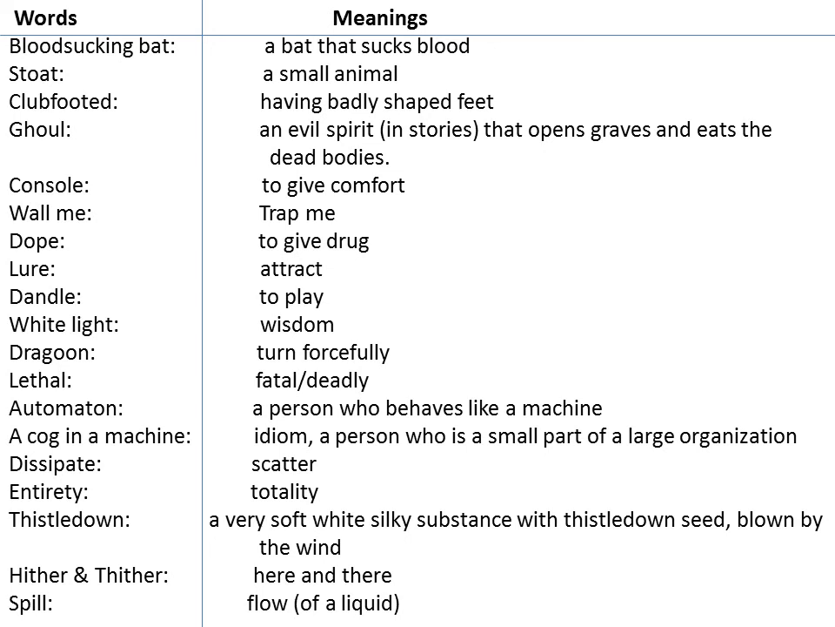The next word is dissipate. It means scatter. The next is entirety. That means totality. Thistledown, a very soft white silky substance with thistle seed blown by the wind. Hither and thither, it means here and there. Spill means flow, and flow is that of a liquid, of course, because flow in the poem is mentioned for the water.